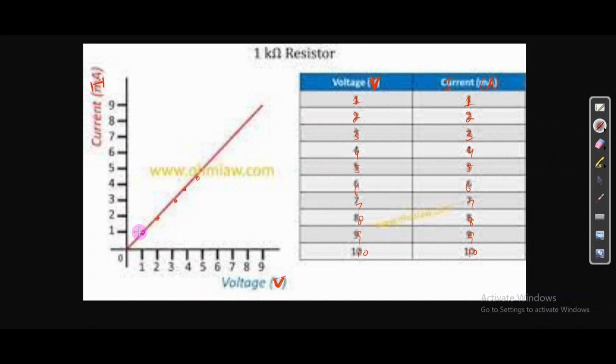And if I connect all these data points, we will get a straight line. So we will get this straight line. Therefore, Ohm's law gives us a straight line, meaning a linear relation. So it represents the linear relation between the current I and the voltage V.